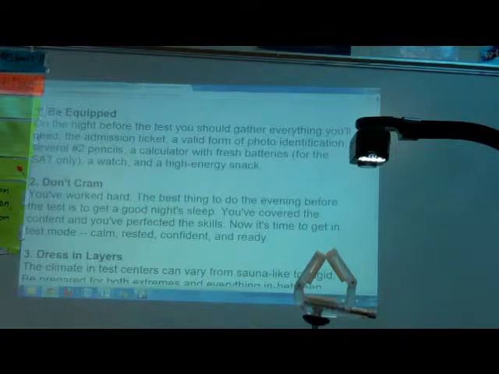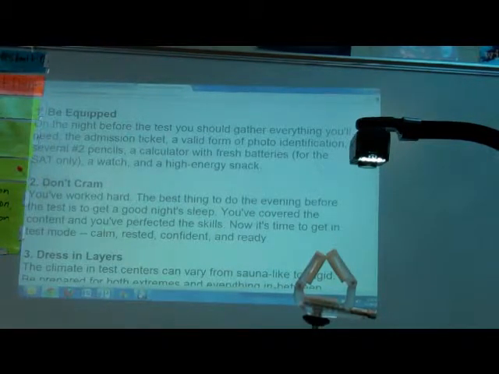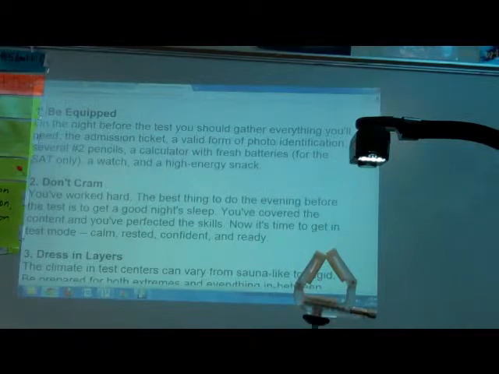Okay. So make sure that on the night before the test, you gather up everything that you'll need. That includes your admission ticket, a valid form of photo identification, several number 2 pencils, a calculator with fresh batteries, and a high energy snack. If you need to borrow a calculator, you can borrow one on Friday. I'll give you some batteries. Can we use a watch? Yes.